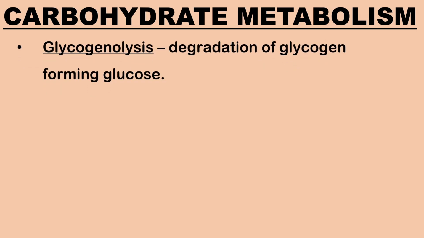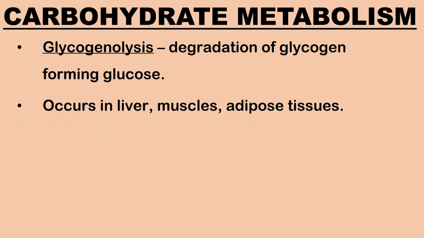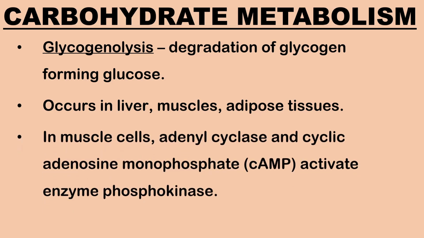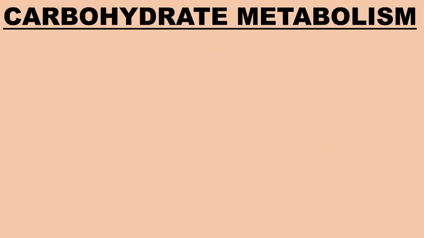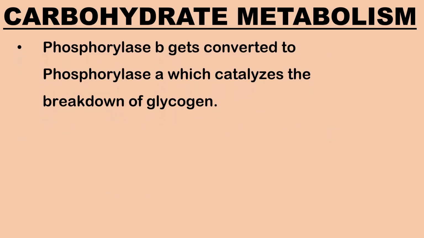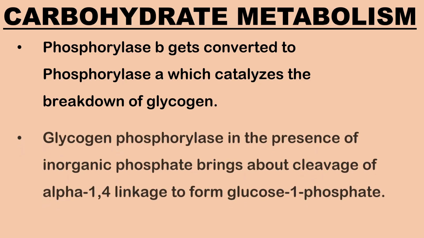Glycogenolysis is the process in which degradation of glycogen occurs, resulting in the formation of glucose. Glycogenolysis occurs in the liver, muscles, and adipose tissue. In the muscle cells, adenyl cyclase and cyclic adenosine monophosphate activate the enzyme phosphokinase. Phosphorylase B gets converted to phosphorylase A, which catalyzes the breakdown of glycogen.